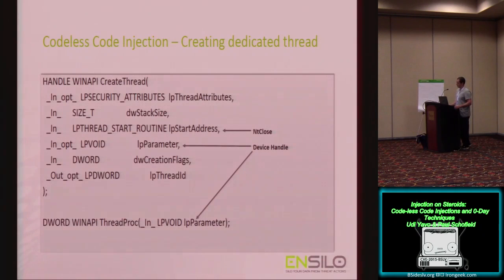So now we know how to get callbacks, but we still don't know how to create a dedicated thread. So let's see the API for creating new threads.